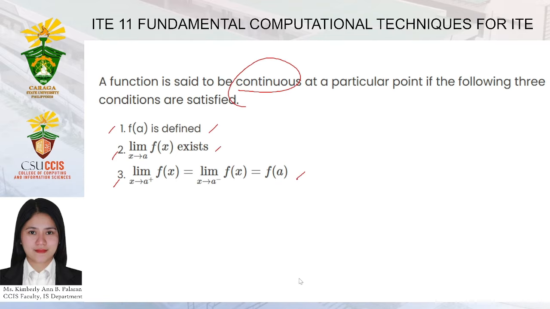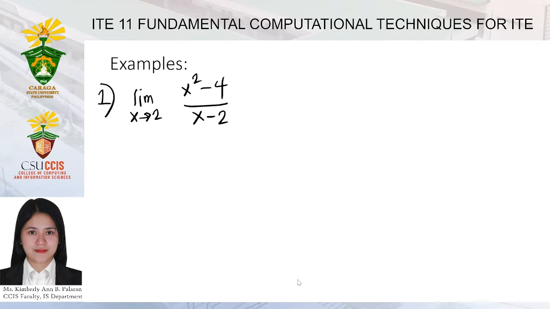Let's take a look at this example first. Notice, class, that we have a denominator here. If we directly substitute 2, what happens to the denominator? It becomes 0. The denominator must not become 0. Therefore, we cannot use direct substitution. What can we do? What we will do, class, is factoring. This is how we evaluate a limit.